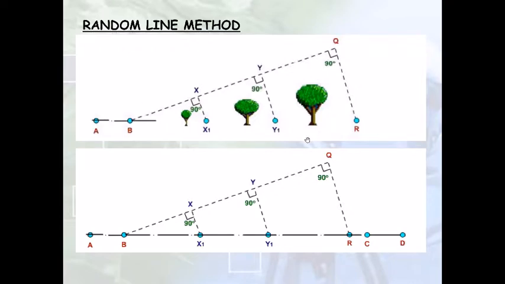So this is how you can carry out ranging if the first point and the last point are not intervisible. So we improvise. So that's it for the first lecture. And let's meet in the second lecture.